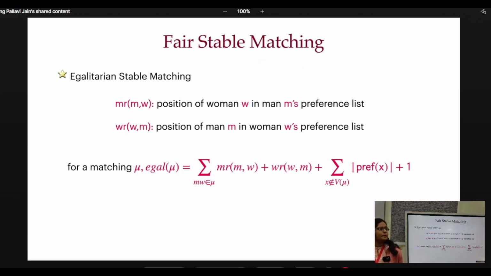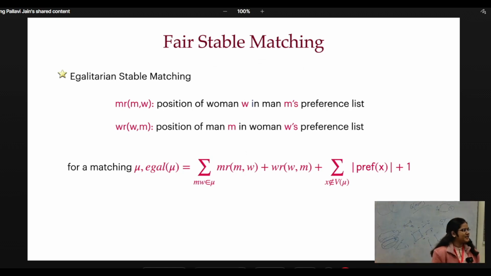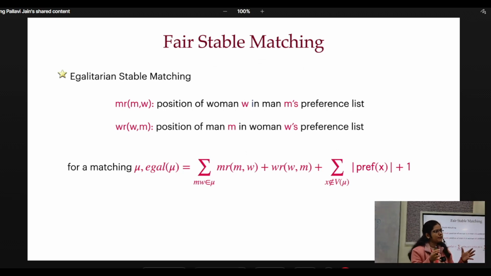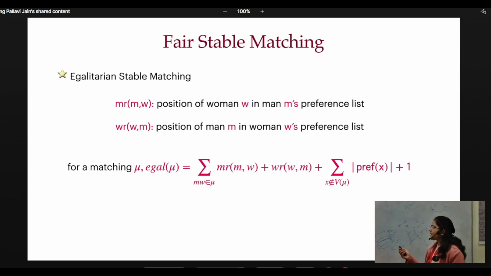But there are some unmatched agents as well. So what will you do? What do you think? If someone is unmatched, what should be the egalitarian cost of that particular man or woman? It is the size of the preference list of that particular person plus 1. That is the cost of being unmatched. So is the definition clear for egalitarian cost? What is the plus 1 for?